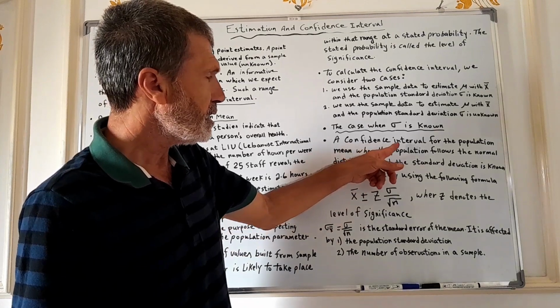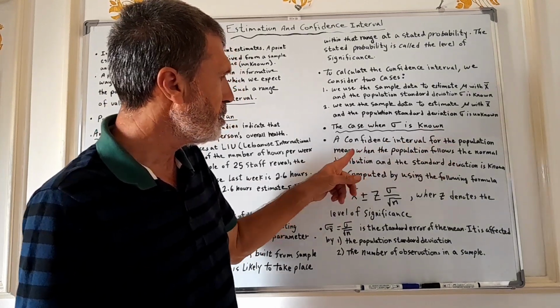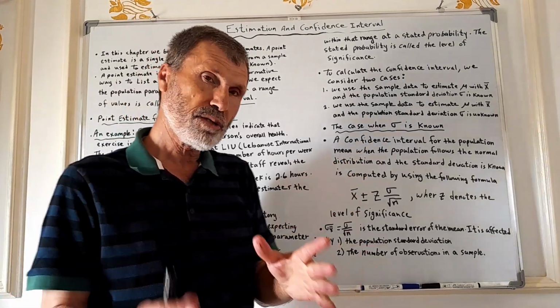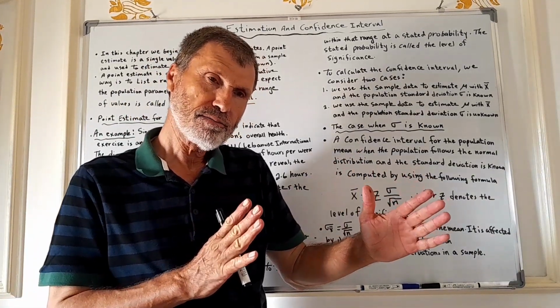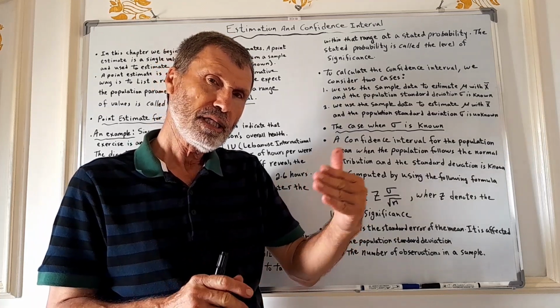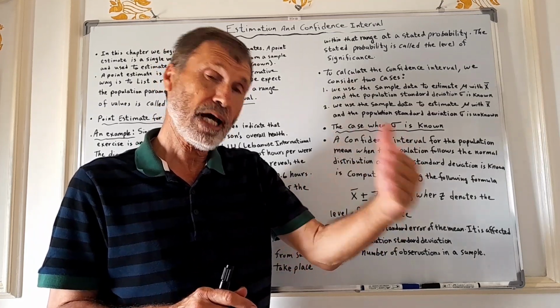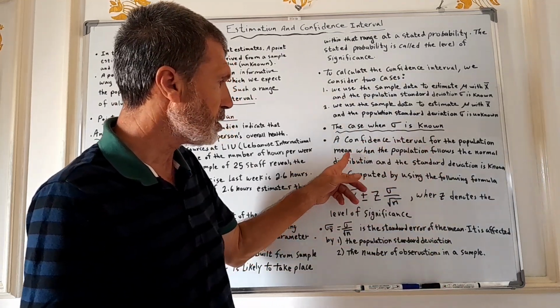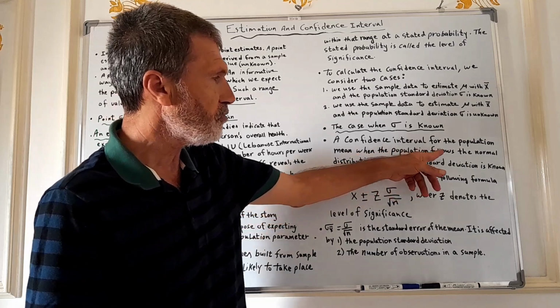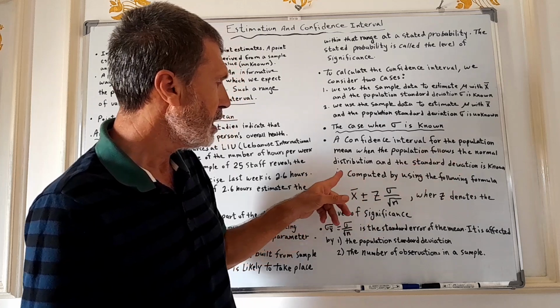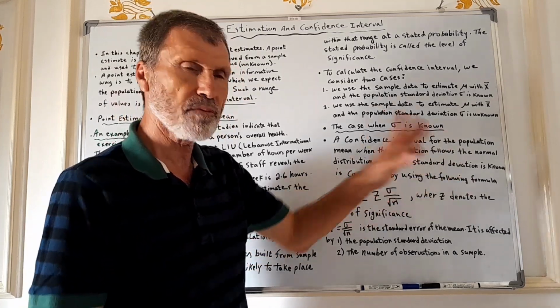A confidence interval for the population mean. The population mean is unknown, and we estimate it with the sample mean. So a confidence interval for the population mean, when the population follows the normal distribution and the standard deviation is known, is computed by using the following formula.